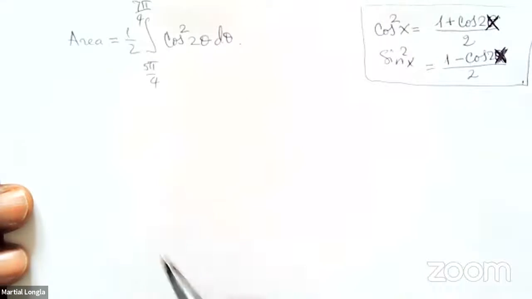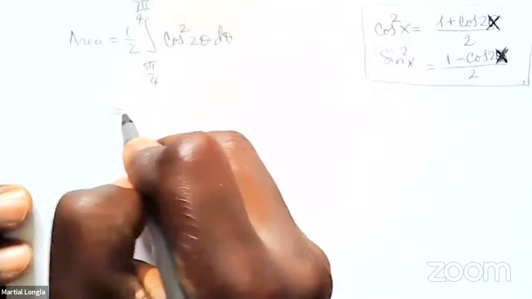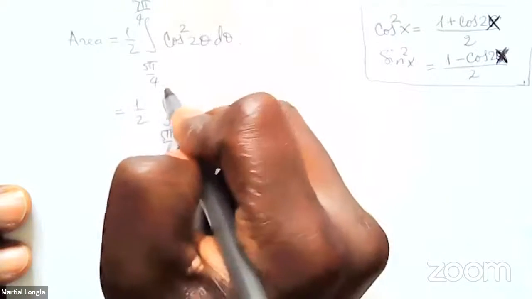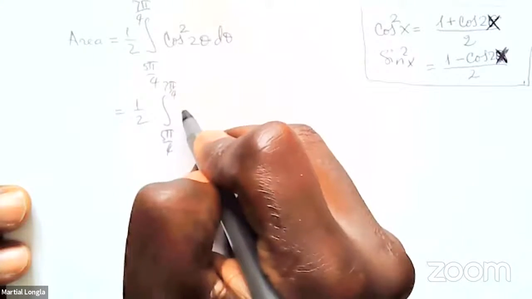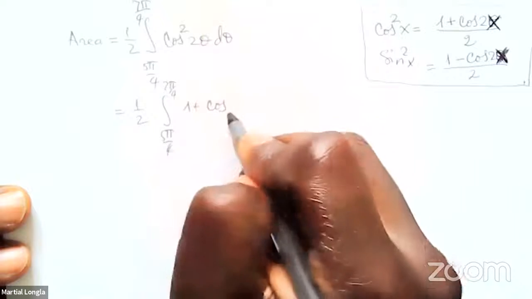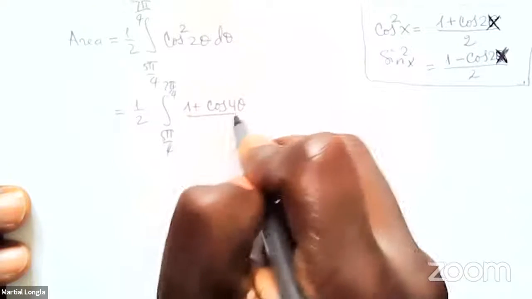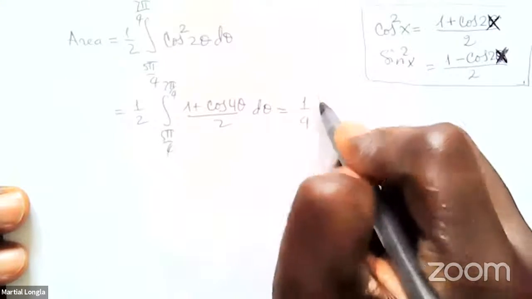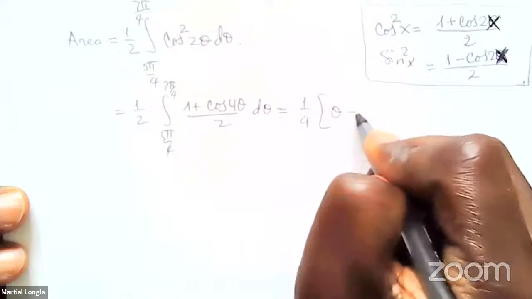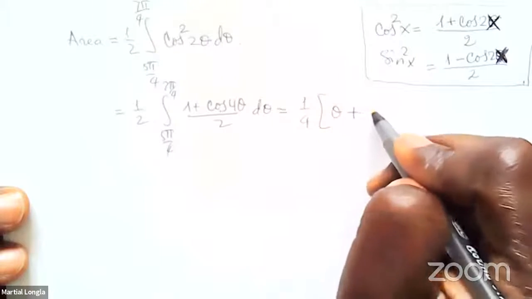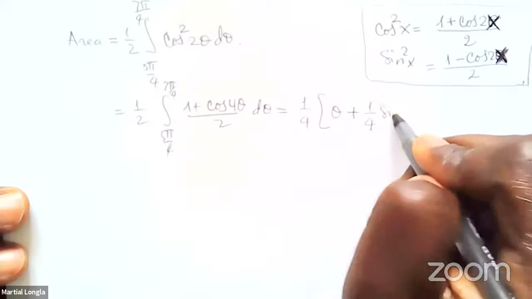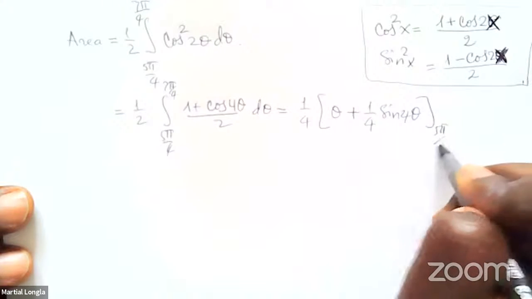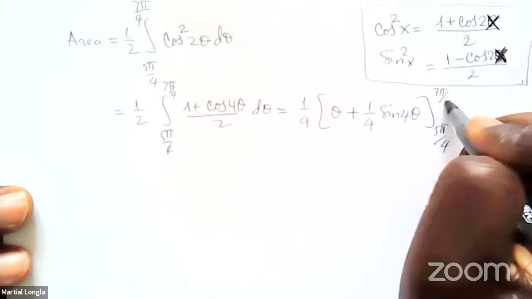So in our problem, x is 2 theta, so this is going to be 1/2 integral of 5 pi over 4 to 7 pi over 4, 1 plus cosine 2 times 2 theta, this will be 4 theta over 2 d theta. And so that's 1/4 integral of 1 is theta, and the integral of cosine 4 theta is 1/4 sine of 4 theta. And then we plug in 5 pi over 4, then 7 pi over 4.